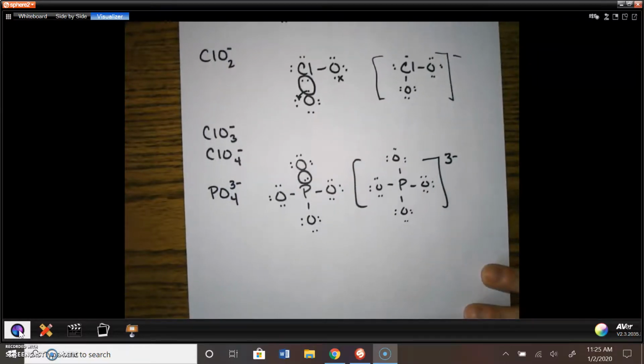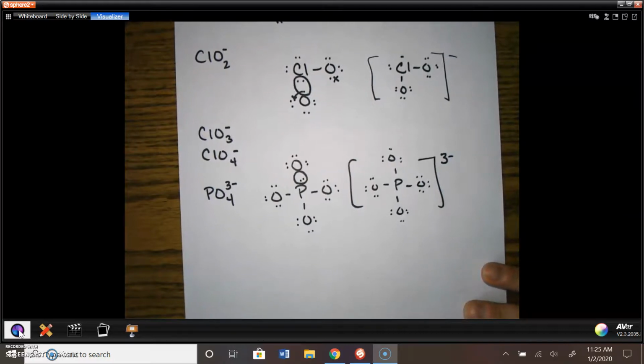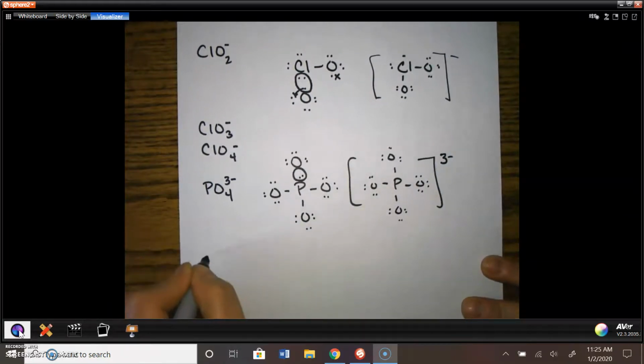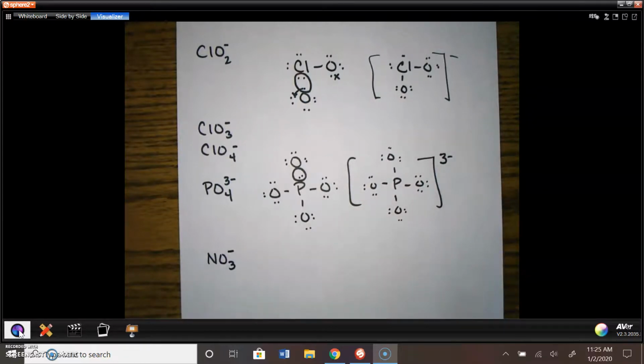So why don't you give, let's see, should we do NO3 minus? Go ahead, give that one a shot, see what you come up with. Keep in mind the pattern that I've done: oxygens in polyatomic ions kind of form the shell around the outside. So go ahead and give NO3 minus a try.